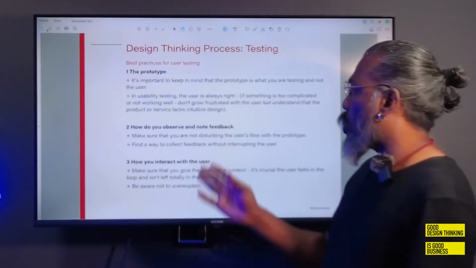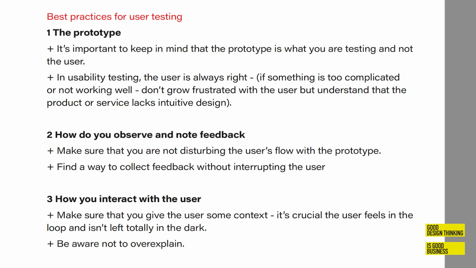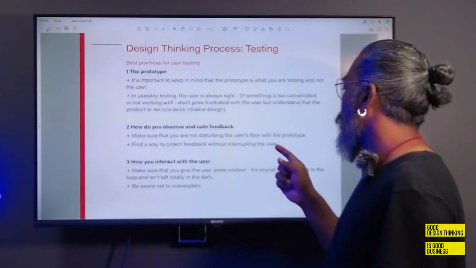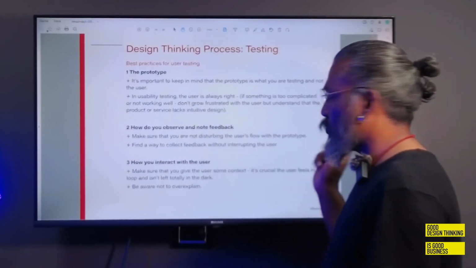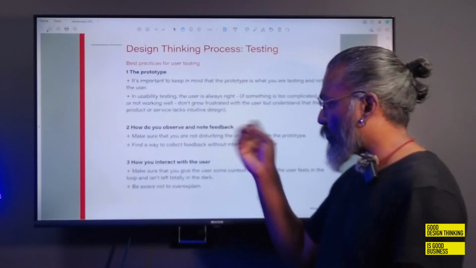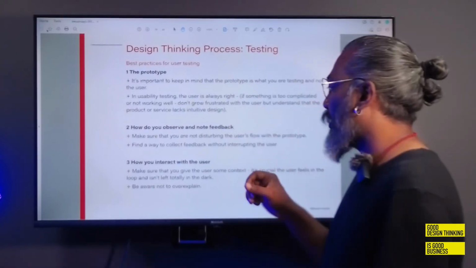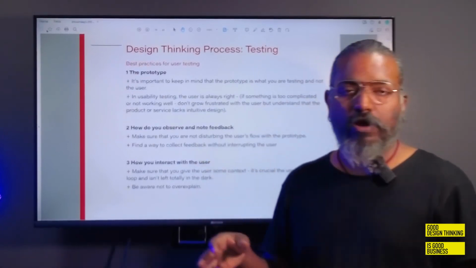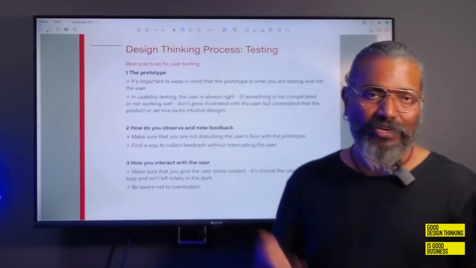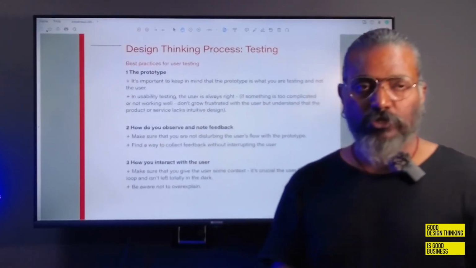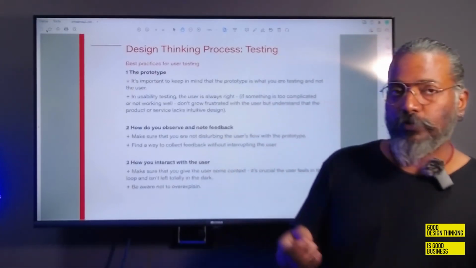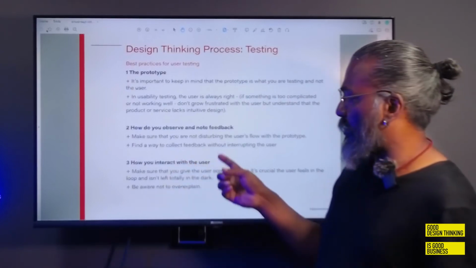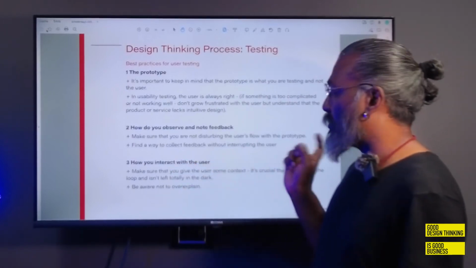How do you observe and note feedback? Make sure that you are not disturbing the user flow with the prototype, and find a way to collect feedback without interrupting the users. So how do you collect feedback while the testing is happening? Don't try to interfere with the user by asking questions. You can ask a few questions, but you don't interrupt their flow. Let them use the experience, and you observe and take notes without interrupting the users.